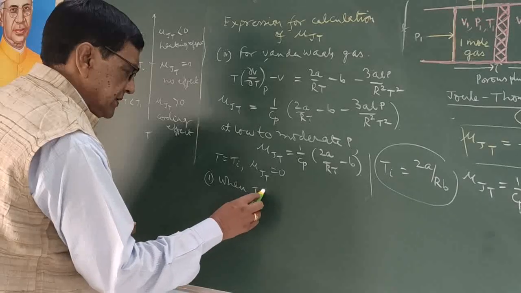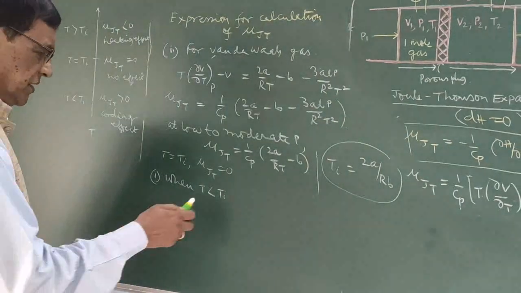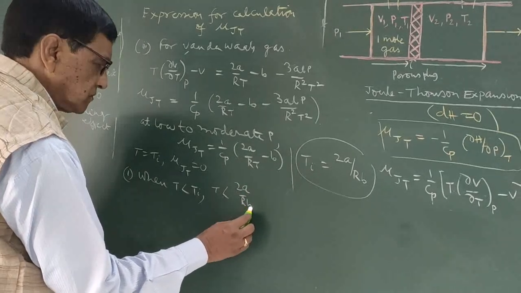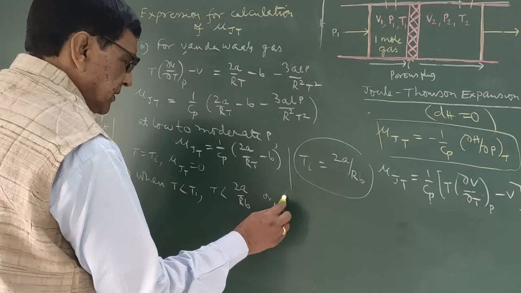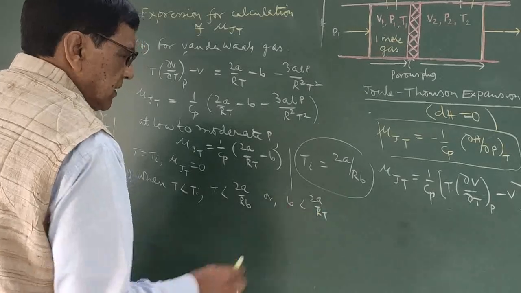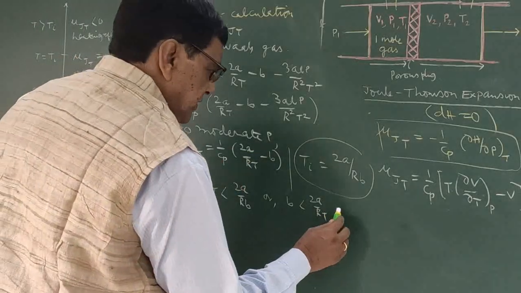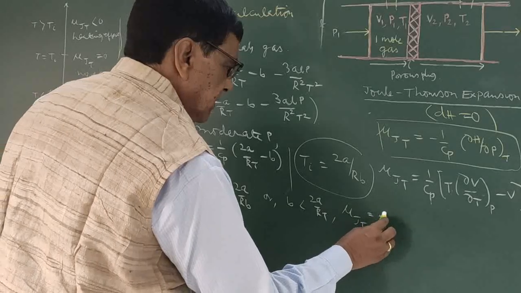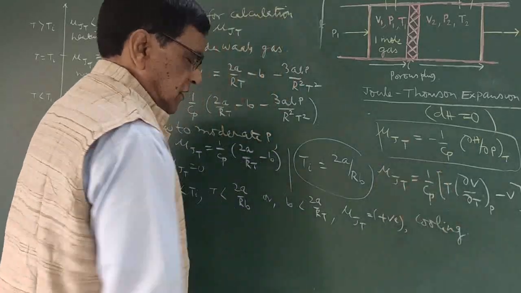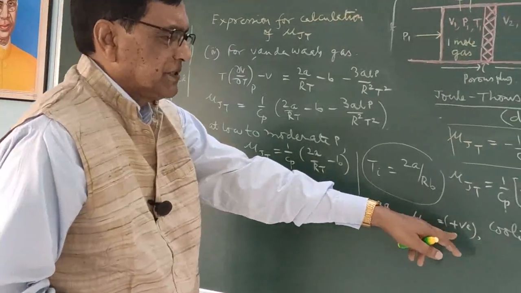When T is less than Ti, meaning the initial temperature is below the inversion temperature, then T is less than twice A by Rb, or we can get B less than twice A by RT. Twice A by RT is greater than B, so Cp is positive, then mu JT is positive. Positive means a cooling effect occurs. So this nicely shows that whenever the temperature is below the inversion temperature, mu JT becomes positive and a cooling effect occurs.